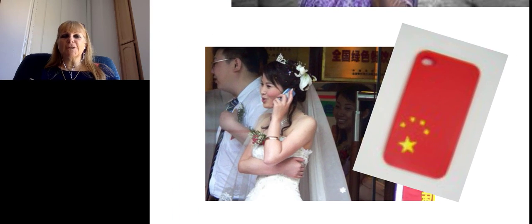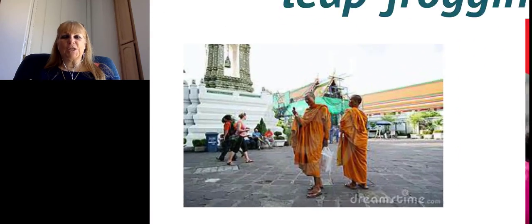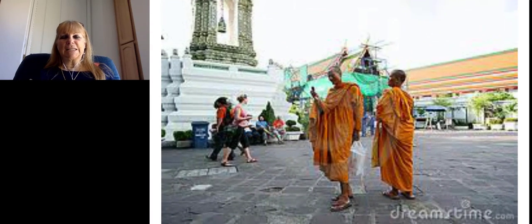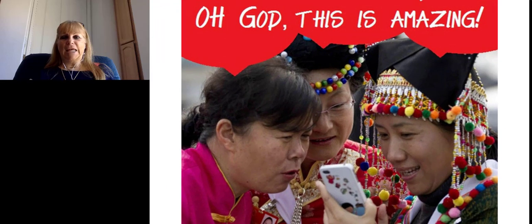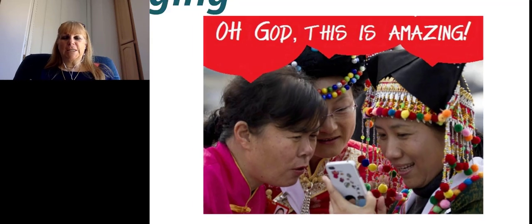Here's a Chinese bride. I don't know, maybe she's updating her status on Facebook or WeChat. That's the Chinese version of Facebook. Facebook's not allowed. Or maybe she's just getting congratulations. Here are several Buddhist monks in Thailand. And here are even some Mongolian ladies. And Mongolia is pretty far behind in terms of economic development from India or China or Thailand.